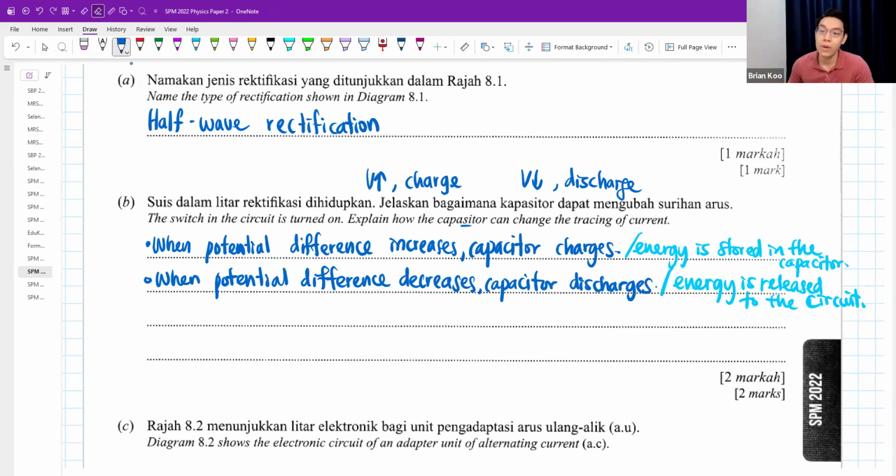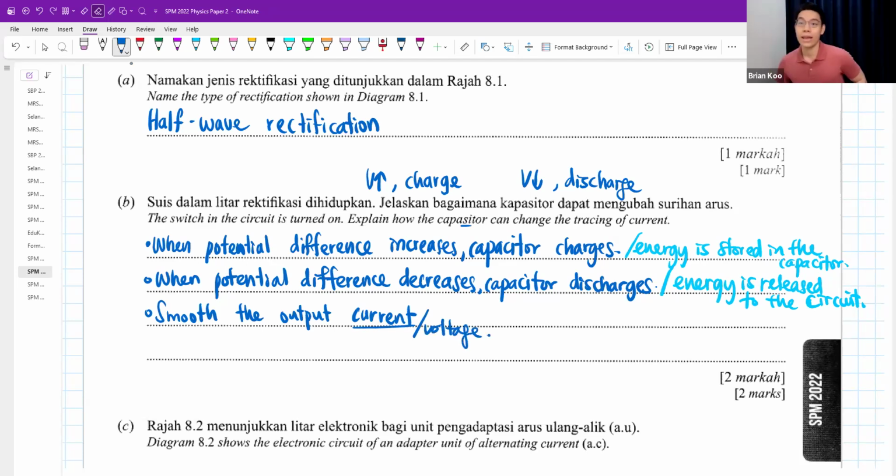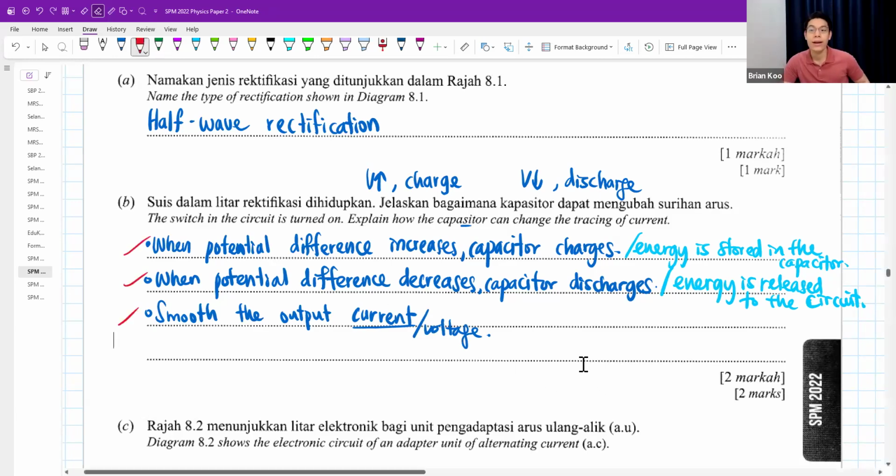Okay. And then 1 more mark, you can also say eventually it will smooth the output. Output voltage, output current also can both be accepted. It will smooth both. Normally, we prefer you to say it will smooth the output current according to the textbook. But if you say smooth the output voltage, also accepted. So any 2 points, you get full marks.